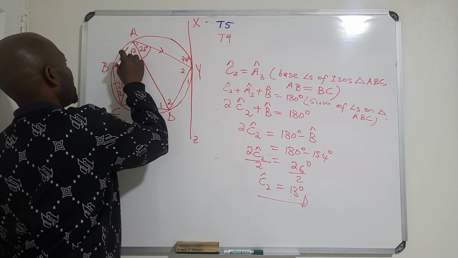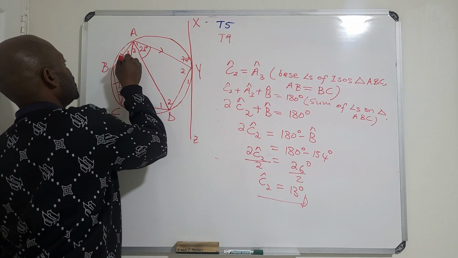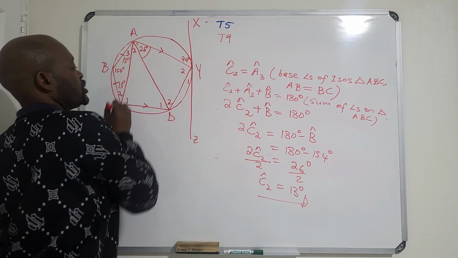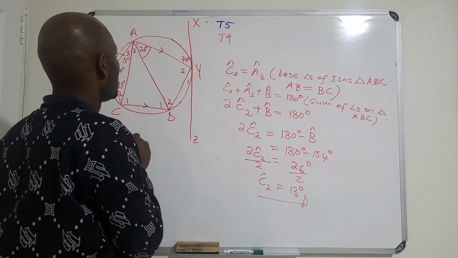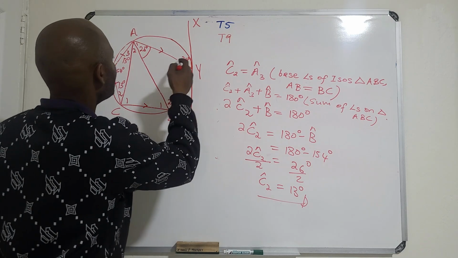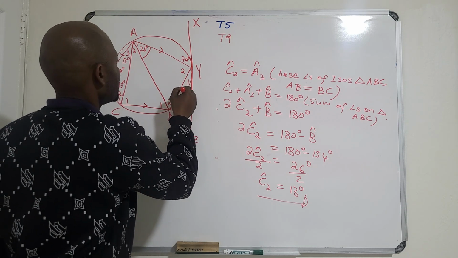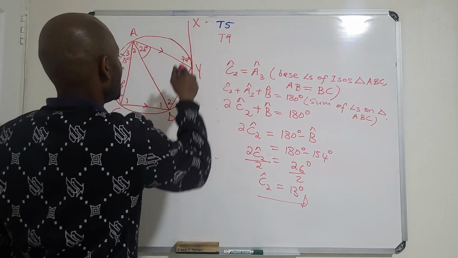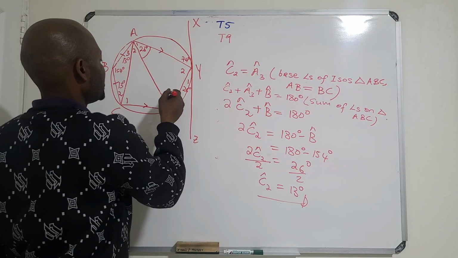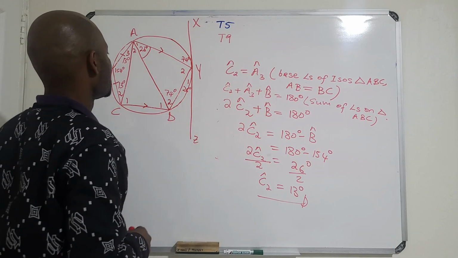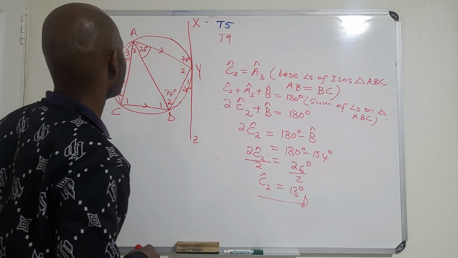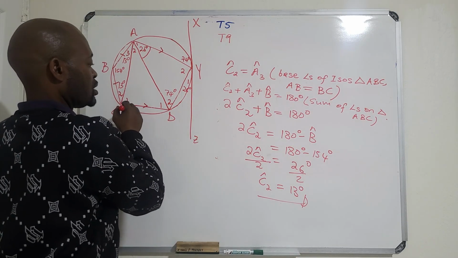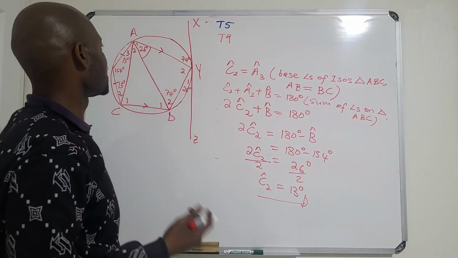Also, this is 13 degrees. We know B is 154 degrees. We know that Y1 is 26 degrees. We know that D2 is 74 degrees. We also know C1 or C2 is 13. Yes, that's what we know.